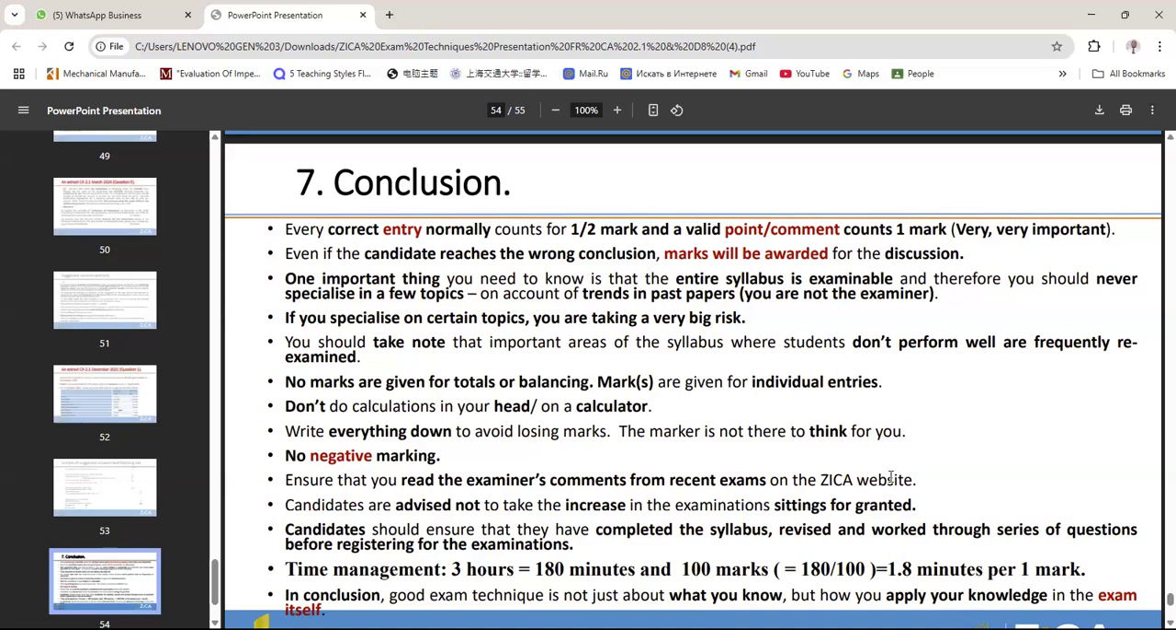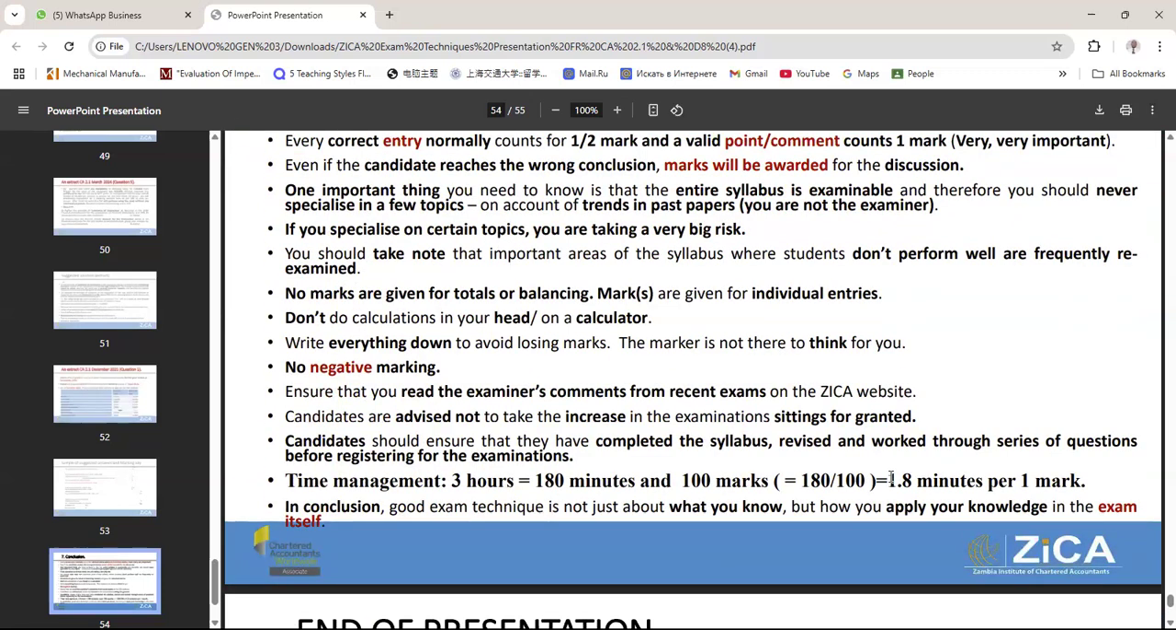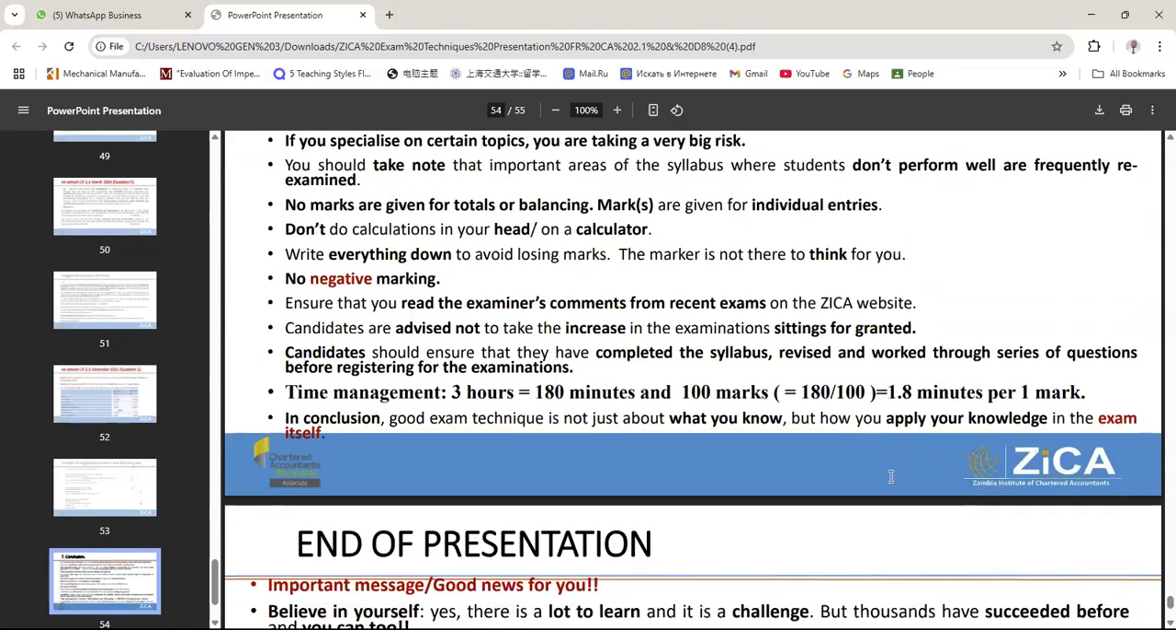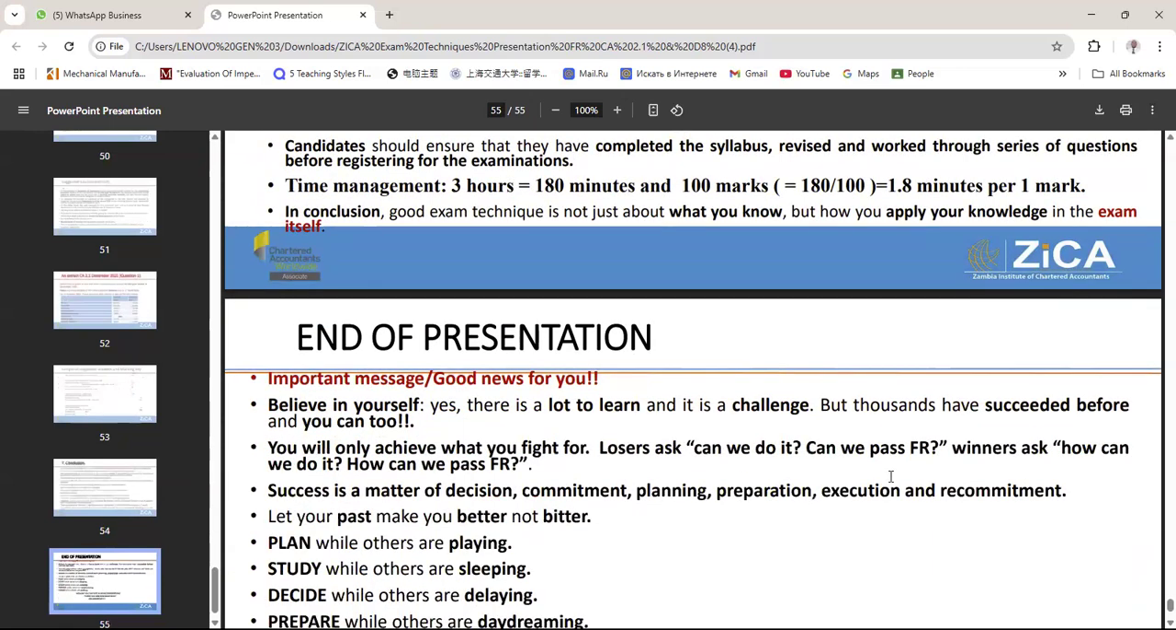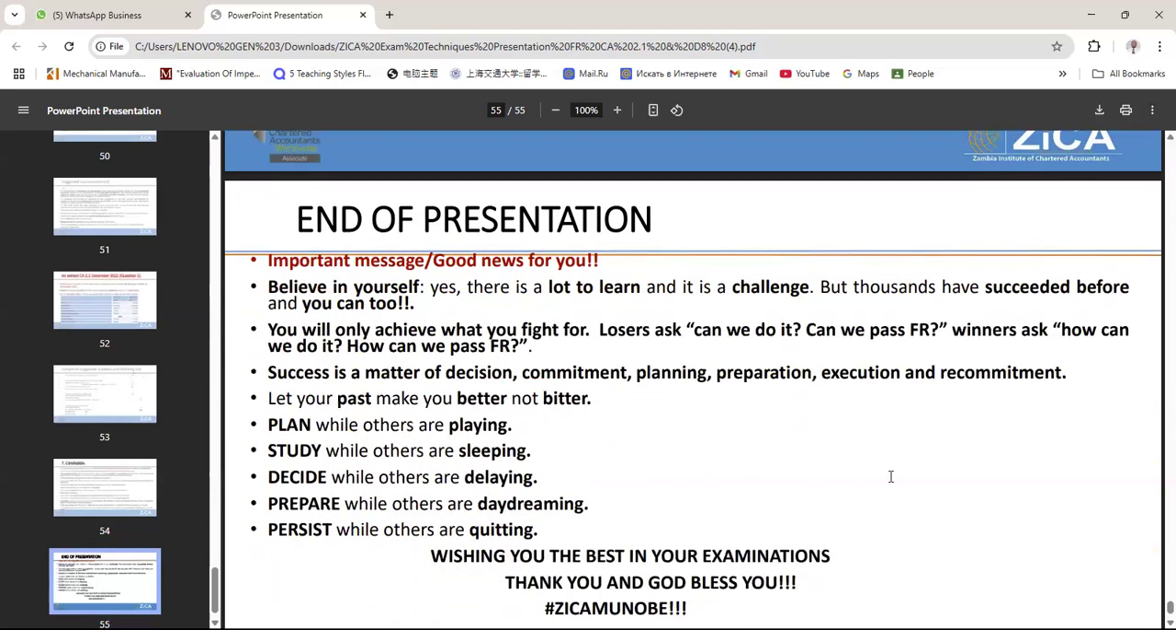Then ensure you cover the entire syllabus, then in terms of time management. So in conclusion, good examination technique is not just about what you know, but how you apply knowledge in the exam within 3 hours. If you are not careful, you may have been studying for 4 months, 6 months, you have the knowledge, but you are going to fail because you fail to manage that knowledge within what? Within 3 hours.